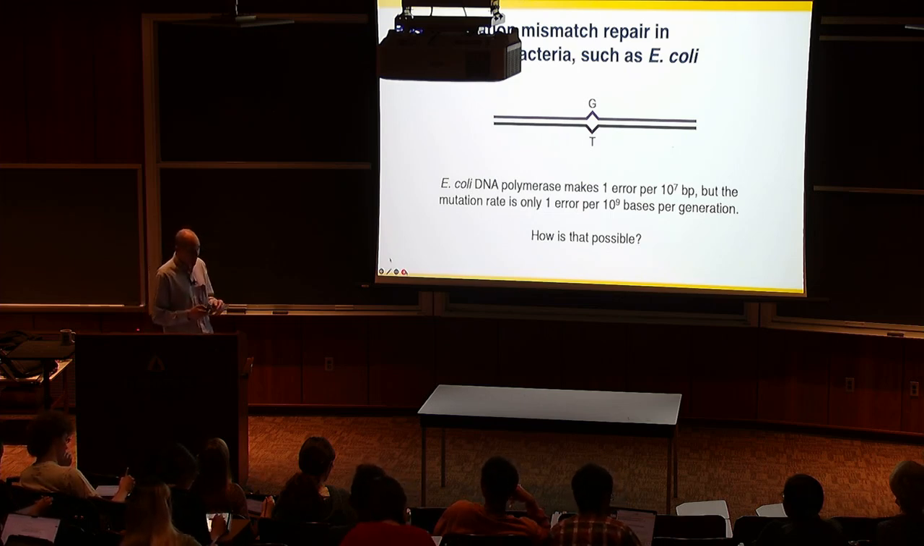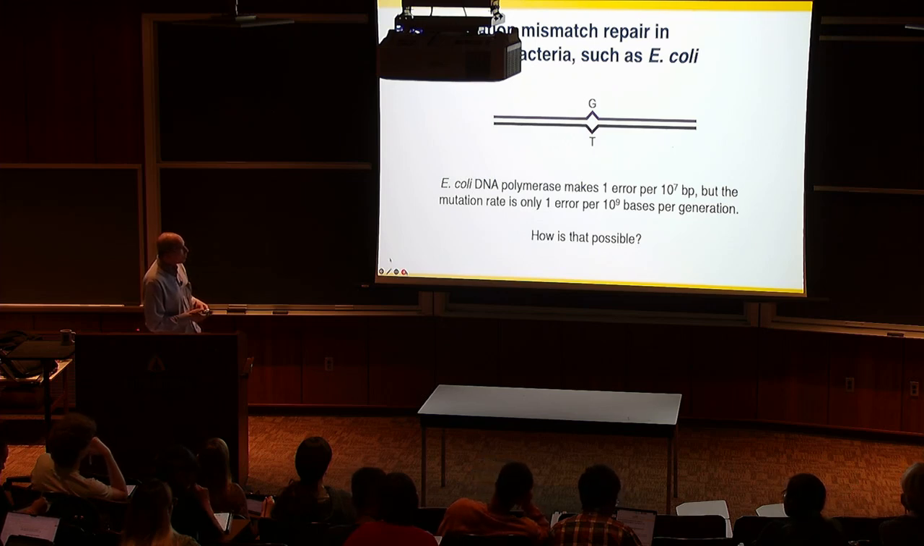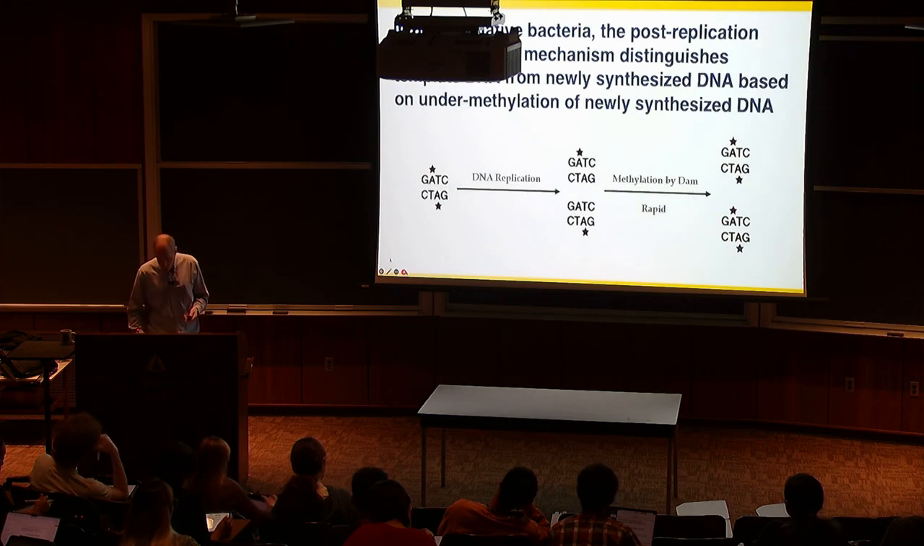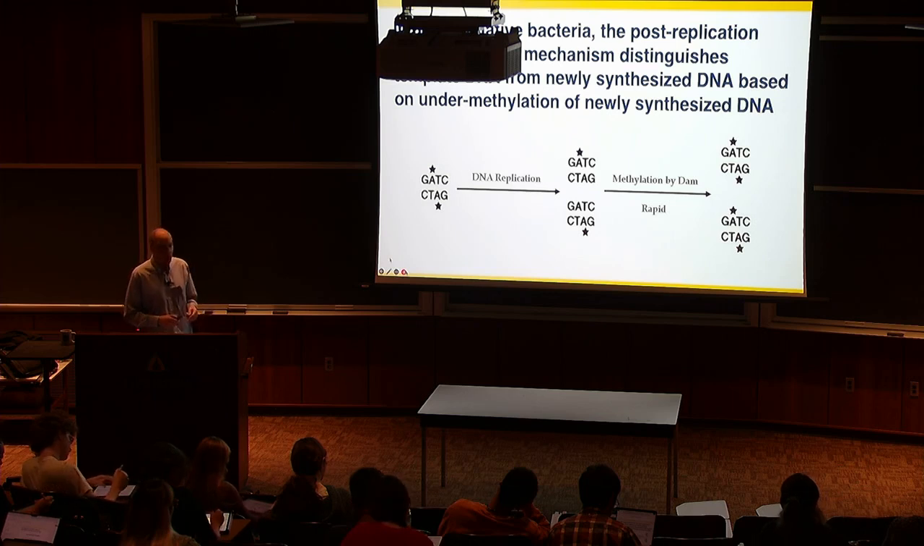So the answer is yes, you can go back and fix it, because we know that the DNA polymerase that E. coli uses makes about one error in about 10 to the 7 bases. Okay, one error in 10 million bases. That's pretty good, but we know that in E. coli, the mutation rate is only 1 in 10 to the 9, 1 in a billion. So 99 out of 100 of these mistakes must get fixed somehow. And the answer is there's a post-replicative system. It's also true in us, true in plants, true in fungi.